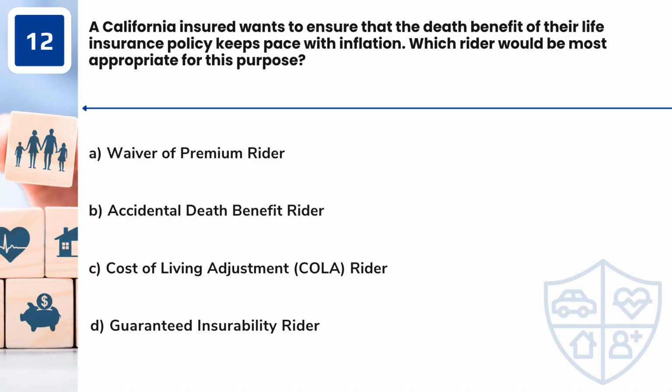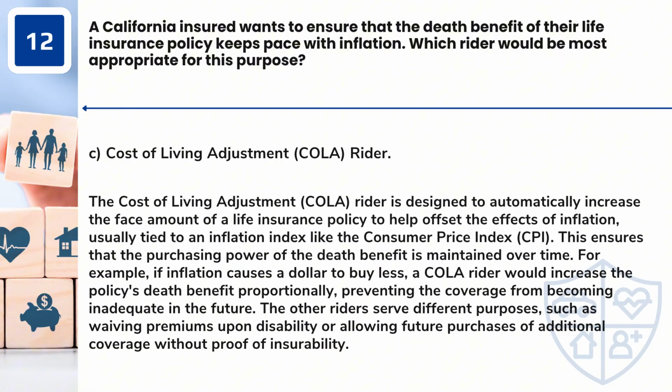Question 12. A California insured wants to ensure that the death benefit of their life insurance policy keeps pace with inflation. Which rider would be most appropriate for this purpose? A. Waiver of premium rider. B. Accidental death benefit rider. C. Cost of living adjustment, COLA, rider. D. Guaranteed insurability rider. Answer: C. Cost of living adjustment, COLA, rider.